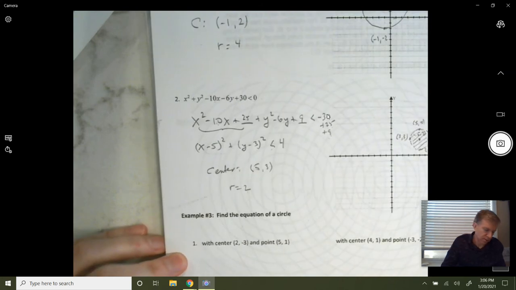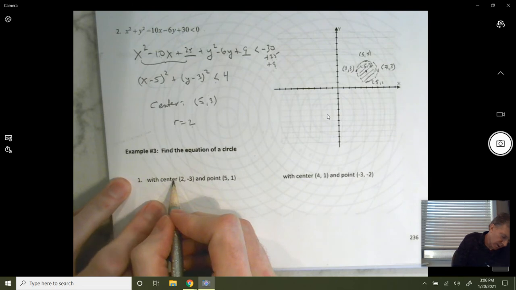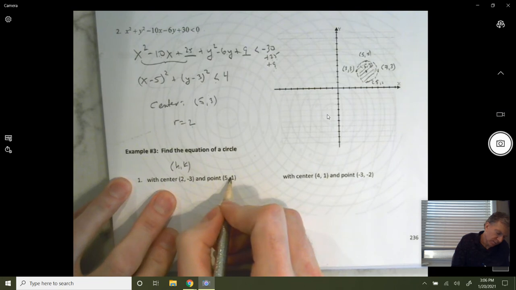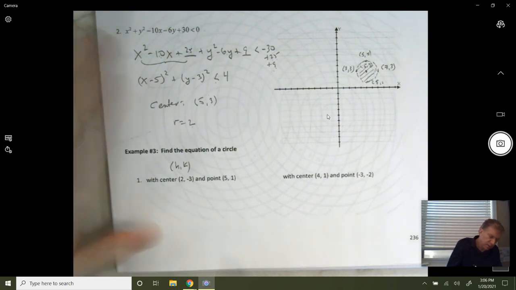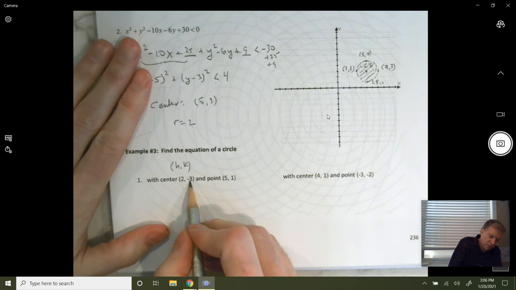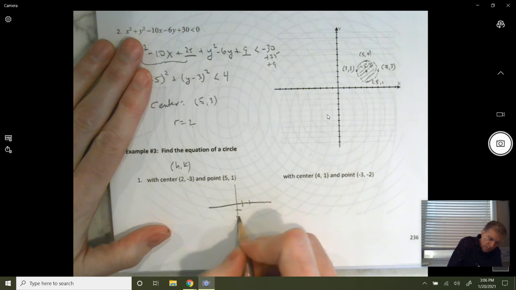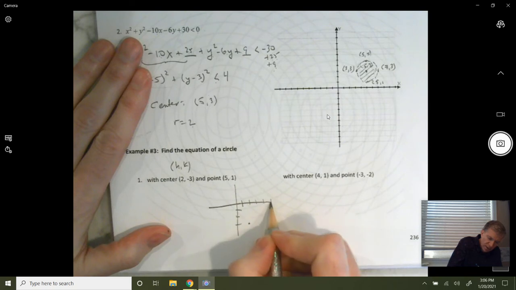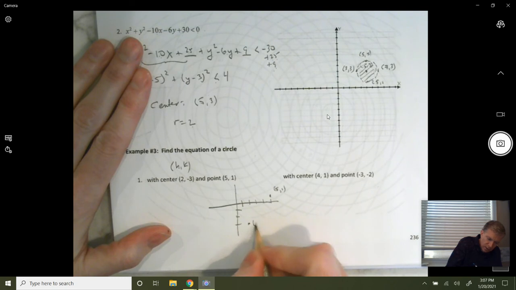Okay, then down here we've got 2 problems. Center, so that's your (h, k), and then a point here. Okay, so we don't know the radius. You might want to graph it. Sometimes it's helpful to graph these, sometimes you don't need to. Center is (2, -3). I'll graph it. 1, 2, 1, 2, 3. And then you've got the point (5, 1). 1, 2, 3, 4, 5. Up 1. (5, 1). Here's my center, (2, -3).